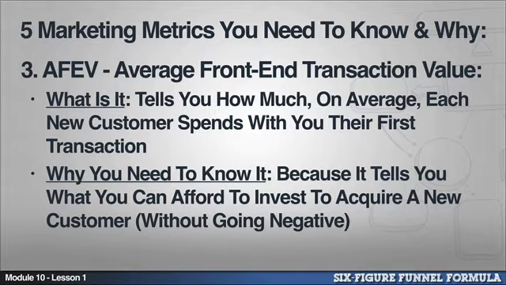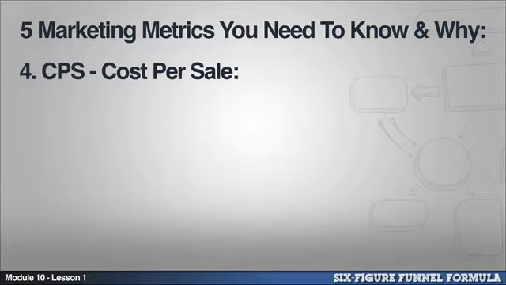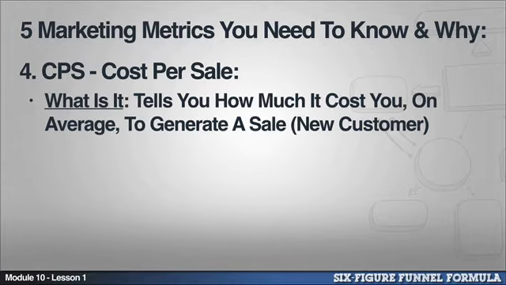And so average front-end transaction value tells you how much the average new customer is worth, which tells you how much you can afford to spend to acquire a new customer. The next metric is cost per sale. And again, this is the flip side of average front-end transaction value. Cost per sale tells you how much it cost you on average to generate a sale, to generate a new customer.